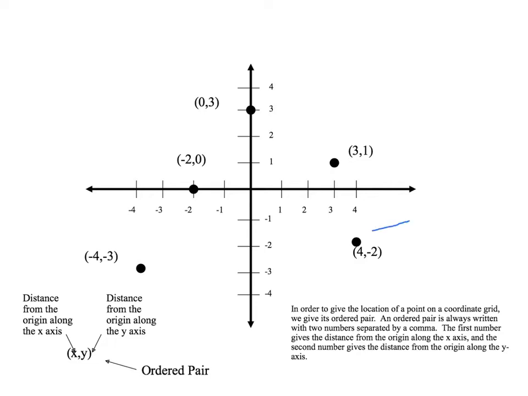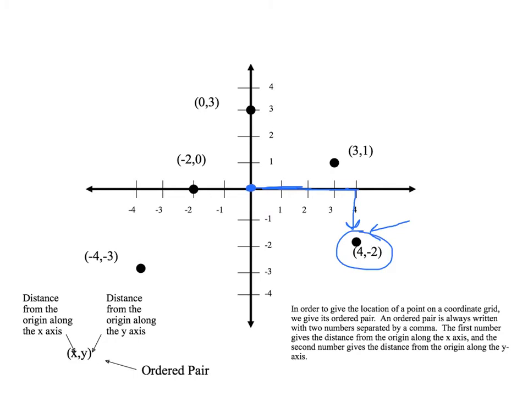Right here, this is the point 4, negative 2. In order to give the coordinate pair for that particular point, you always start at the origin. So I put a dot right here at the origin. In order to get to this particular point, 4, negative 2, I need to go 4, first of all, along the x-axis, and then I would need to go a negative 2 downward. So that is given the point 4, negative 2.